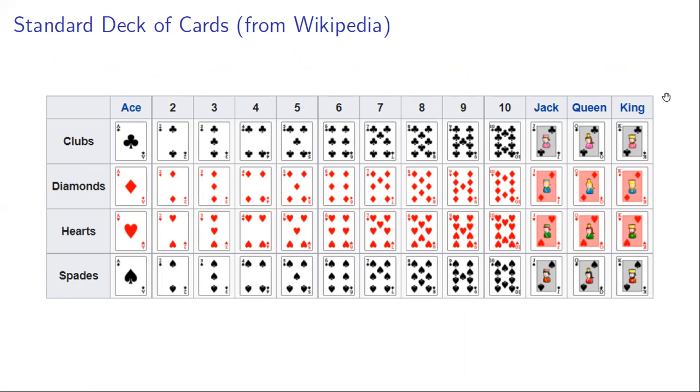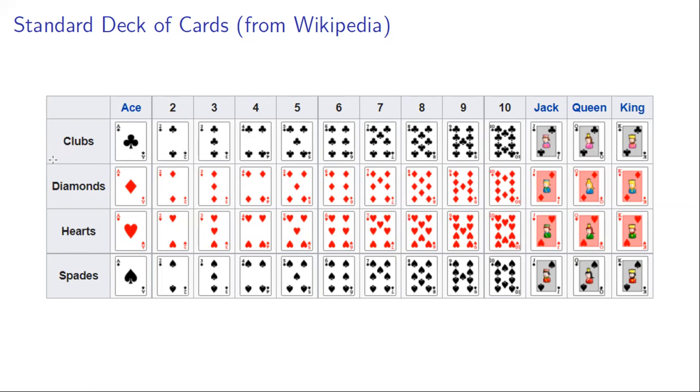So we see that a standard deck of cards has all these cards. There are 52 cards in total, and the cards are broken down into 4 suits: clubs, diamonds, hearts, and spades. Those are the rows. There are 4 different suits. Each suit has 13 cards.